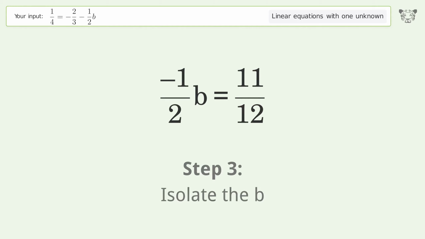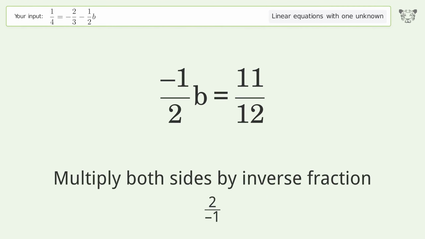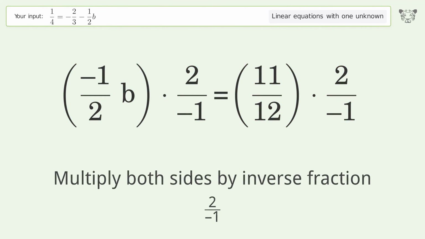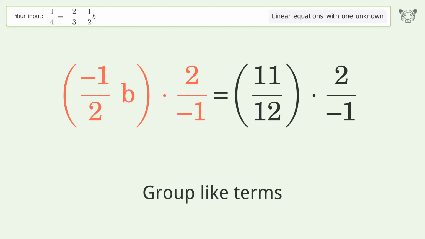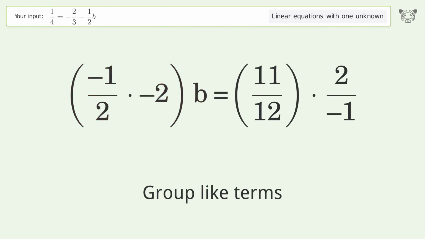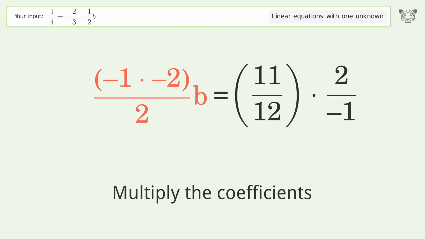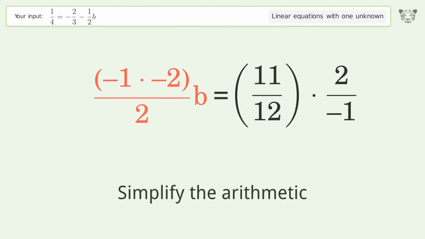Isolate the b. Multiply both sides by the inverse fraction 2/(-1). Group like terms. Multiply the coefficients. Simplify the arithmetic.